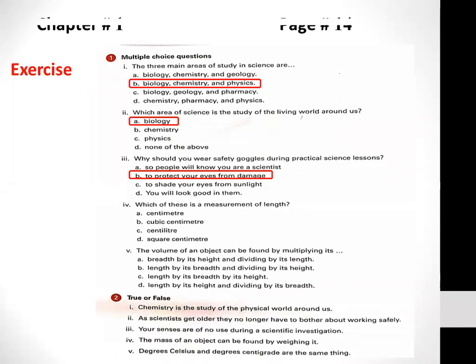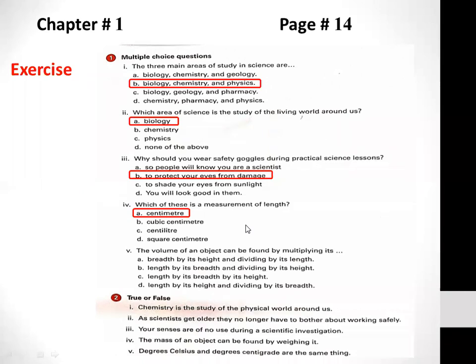Which of these is a measurement of length? Centimeters, cubic centimeters, centiliters, and square centimeters. Option A is the correct one, centimeter, because it is used for length. The second one is used for volume. The third one is also used for volume, and the fourth one is used for area. So A is the correct option. You should circle A, or you should lock A.